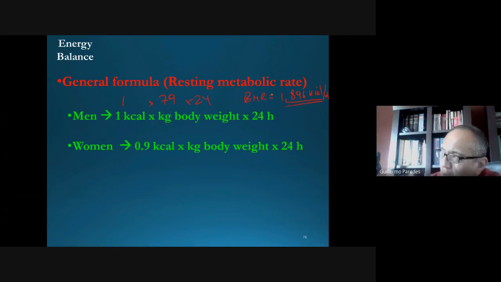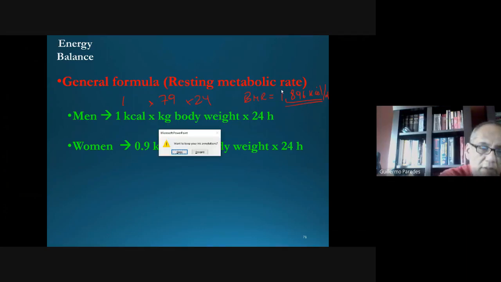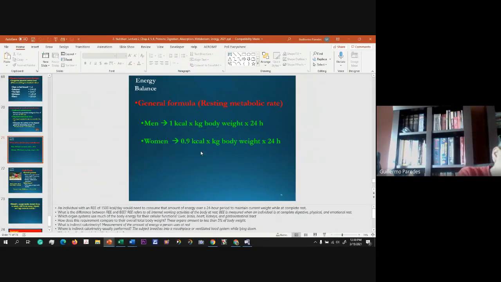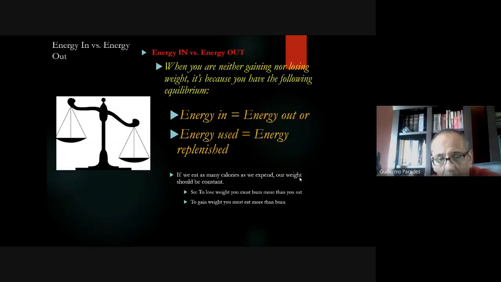What is the BMR? It is the minimum amount of kilocalories of energy that you require in a day just to supply energy to all the vital functions of your body: respiration, cardiovascular, mental activity, etc. So that is the BMR. We already calculated it, so I'm going to write down 1,896. You already know how to calculate the BMR. Let's go to this.